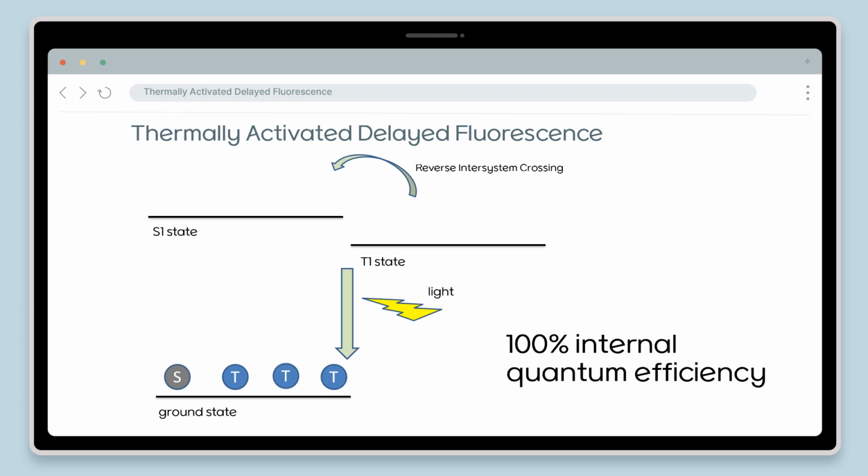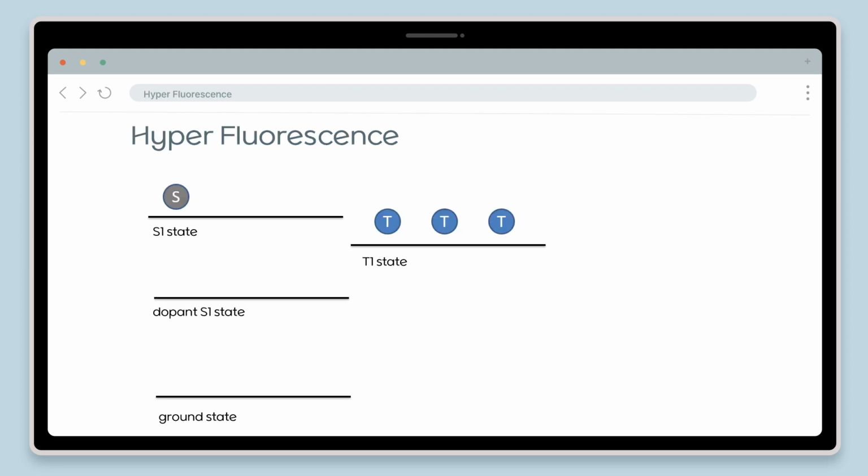However, thermally activated delayed fluorescence takes more time to generate light than fluorescence due to the addition of the artificial process reverse intersystem crossing in the middle. And OLED using thermally activated delayed fluorescence has the disadvantage of low purity of color. Hyperfluorescence appeared to overcome the disadvantage of low purity of color.